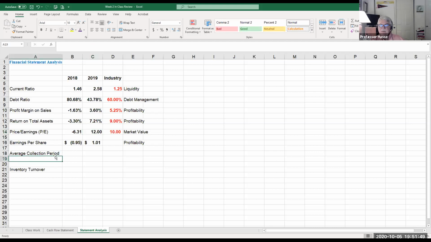Average collection period. How long does it take us to collect our receivables? And here's another one. Inventory turnover. How often do we turn over our inventory? Now remember, in this company, accounts receivable and inventory were kind of ugly numbers. There was a lot of money tied up there. So let's take a look at this. Let's go back to page 105.